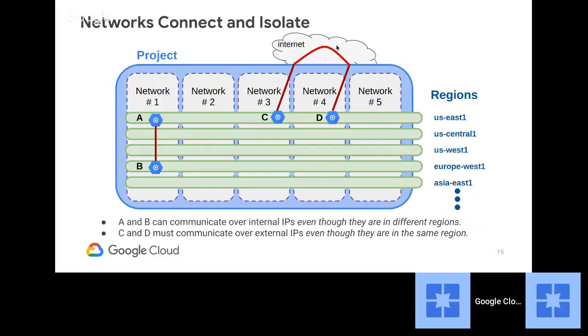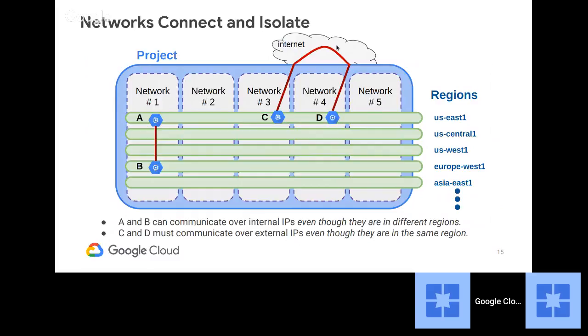Any VM resources that you deploy in the same network, so in this case A and B, can communicate with each other over internal IPs, even though they're in different regions. So you can see there are some differences there, right? A and B can talk over internal IPs, C and D talk over external IPs, even though that traffic still routes within the Google Cloud network.